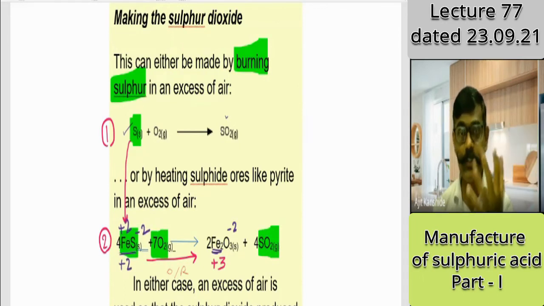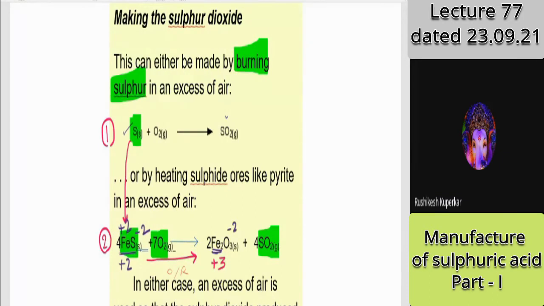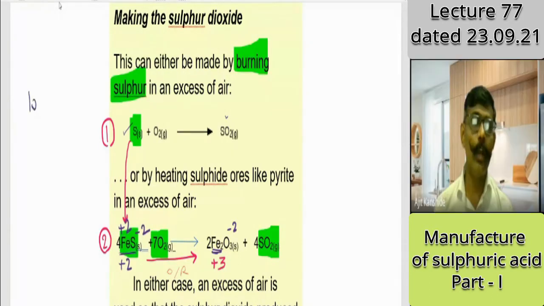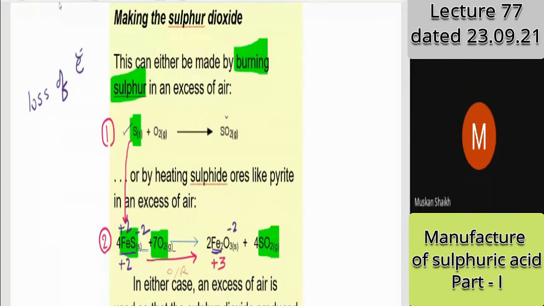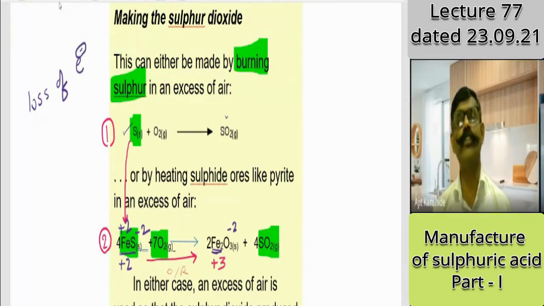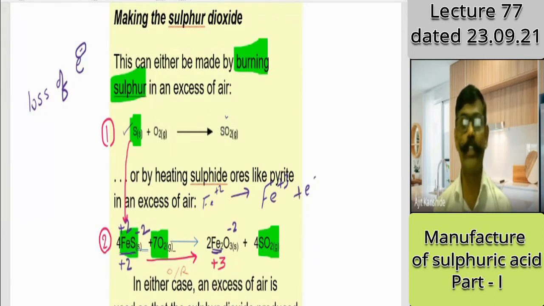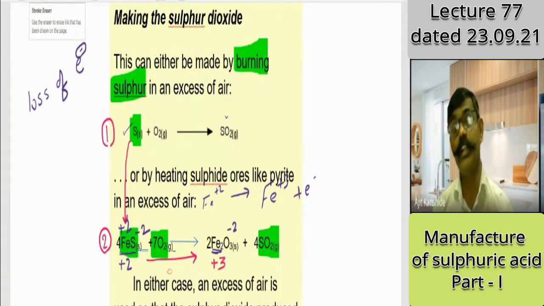So what is that oxidation? Loss of oxygen, loss of hydrogen. It is a loss of electron that means oxidation. Here Fe+2 converted to Fe+3 means Fe+2 has given one electron, therefore you are getting Fe+3. Electron is lost, therefore that process is oxidation. It is absolutely right. If there is oxidation, then there should be reduction.